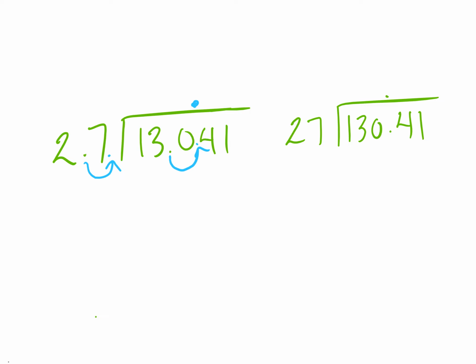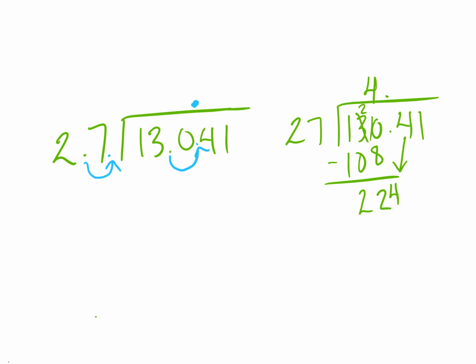27 goes into 130 4 times. And then 27 times 4 would be 108. Now what you do is you subtract. So we need to borrow. That becomes a 2. 10 minus 8 is 2. 2 minus 0 is 2. We drop down the 4.